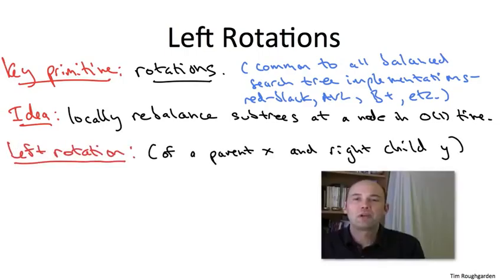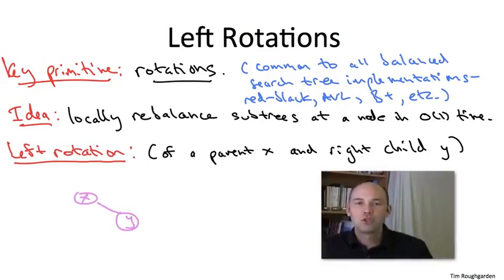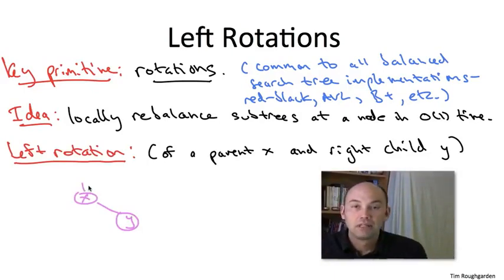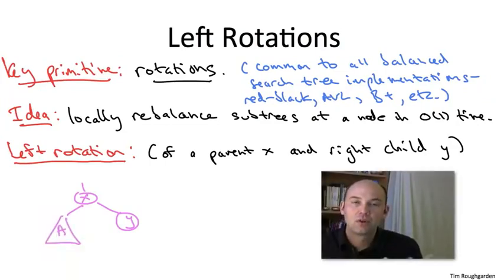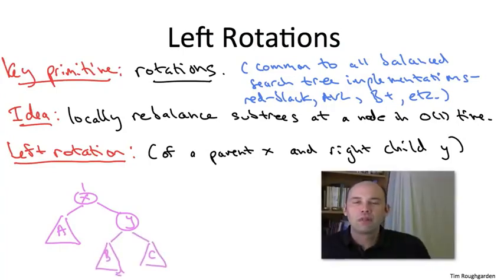So what does the generic picture look like when you have a node X in a search tree and it has some right child Y? Well, X in general might have some parent. X might also have some left subtree. Let's call that left subtree of X capital A. It could, of course, be empty. And then Y has its two subtrees. Let's call the left subtree of Y B and the right subtree C. It's going to be very important that rotations preserve the search tree property.